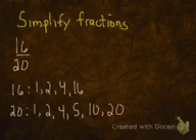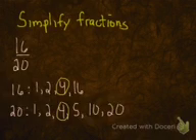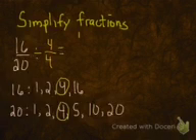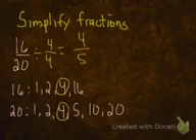List out all the factors of the number, and we see 4 is the greatest one, and we divide that fraction by the GCF, or the greatest common factor. 16 divided by 4 is 4, 20 divided by 4 is 5. Now we're at the most simplified fraction.